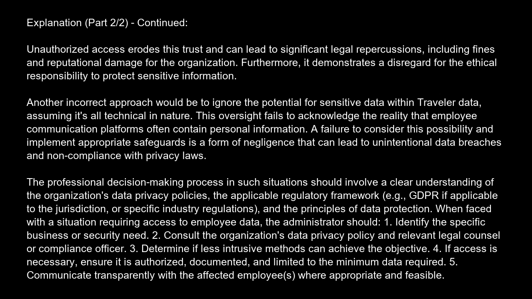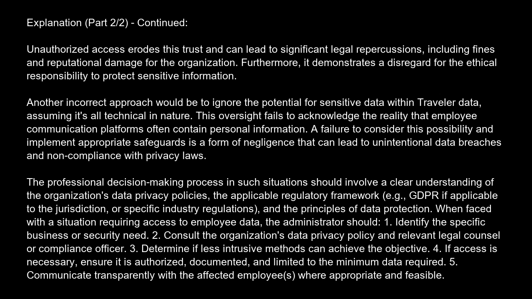Another incorrect approach would be to ignore the potential for sensitive data within Traveler data, assuming it's all technical in nature. This oversight fails to acknowledge the reality that employee communication platforms often contain personal information. A failure to consider this possibility and implement appropriate safeguards is a form of negligence that can lead to unintentional data breaches and noncompliance with privacy laws.